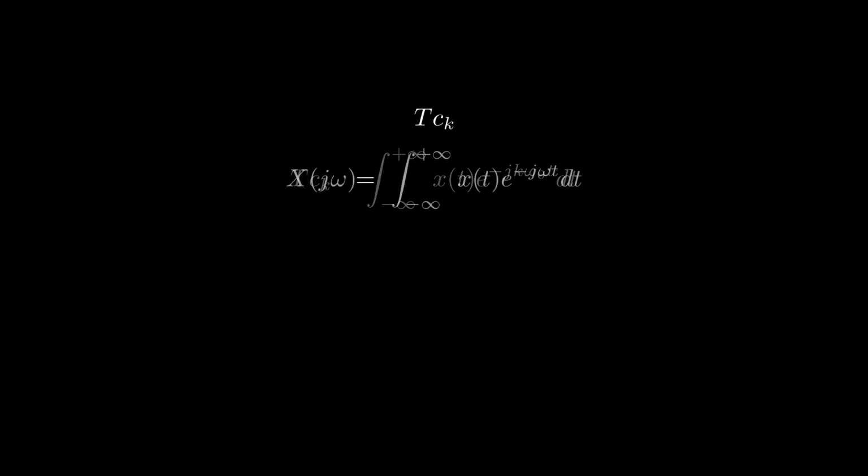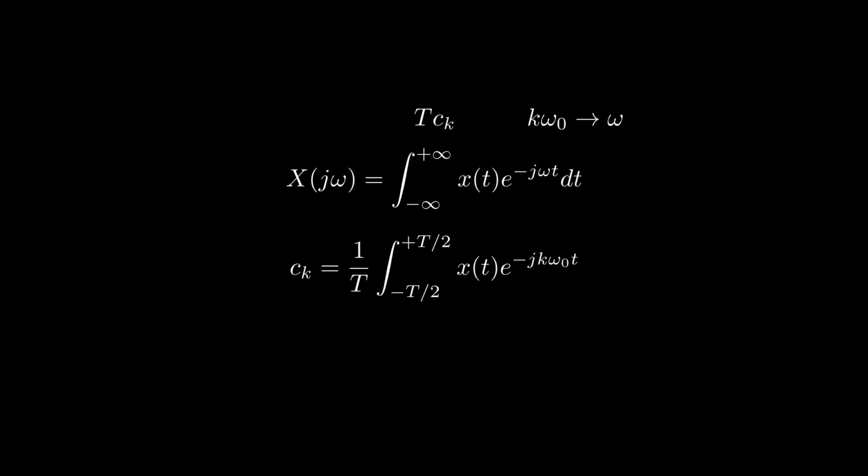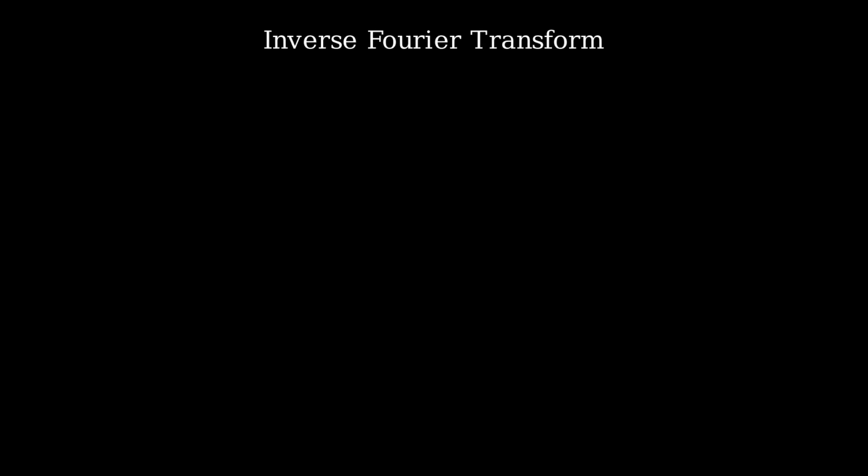The new name for the envelope is X of j omega, and don't forget to replace omega naught with omega. This is the Fourier transform of the time domain signal x of t. The right-hand side is similar to the calculation for Fourier series coefficients, except the discrete frequencies no longer exist, replaced by continuous frequencies. It is time for us to dive into the next problem.